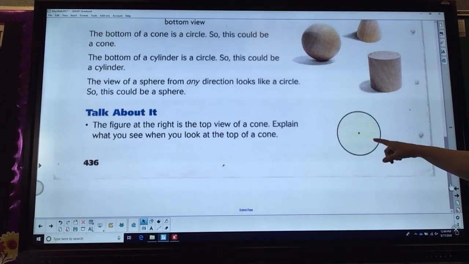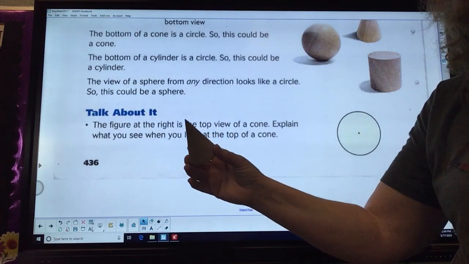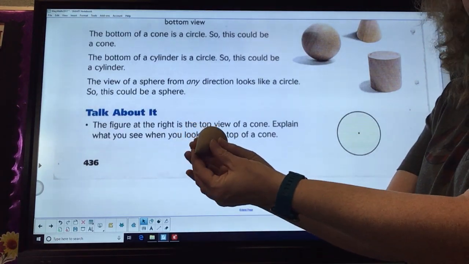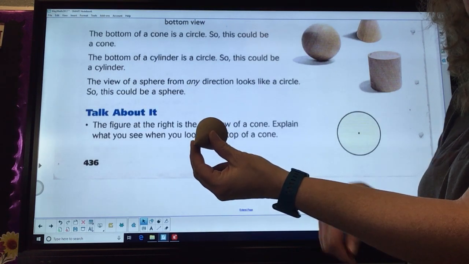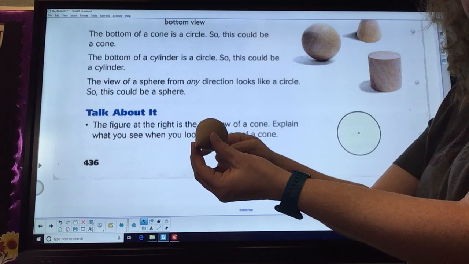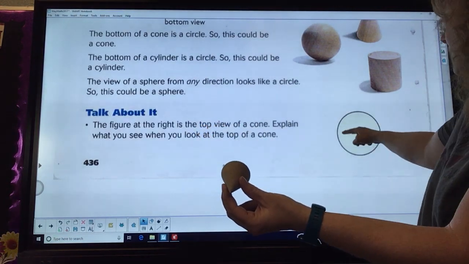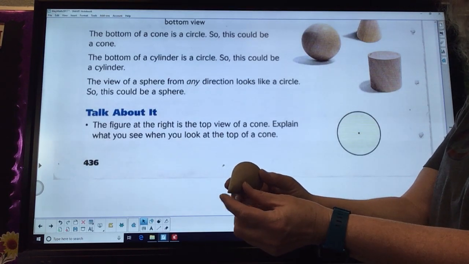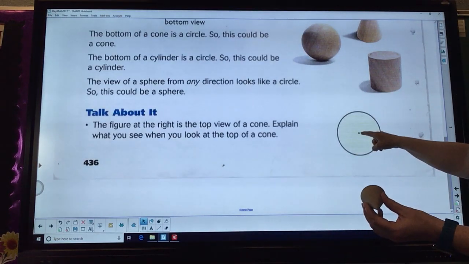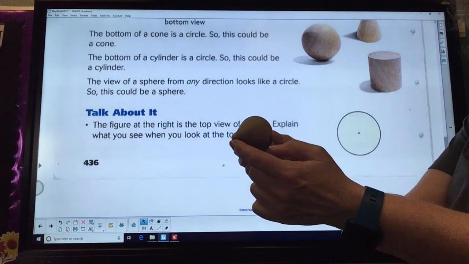The figure at the right is a top view of a cone. Explain what you see when you look at the top of a cone. Okay, let's take a look at this. I have a cone here. Now if I turn it this way, and especially with the screen behind me, what are you seeing right here? Okay, that's just the circle, isn't it? Okay, and what's this right here? If we look at this picture, might that be the top of your cone right there, that point?